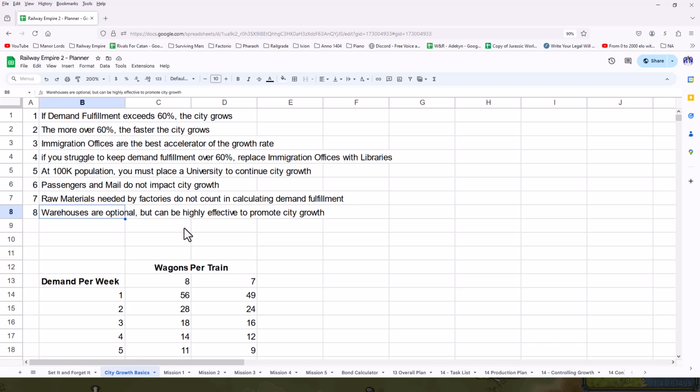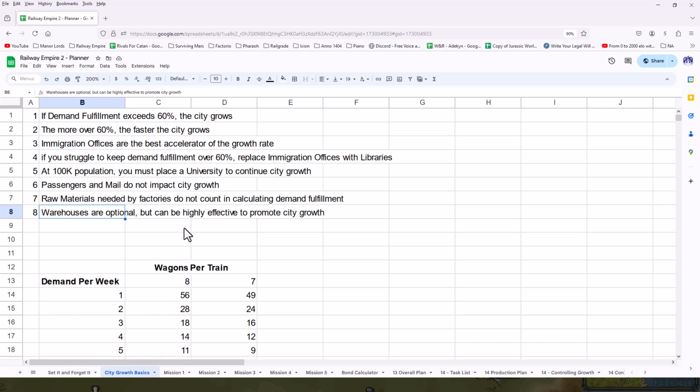Passengers and mail have zero impact on city growth. This is all about raw materials and manufactured goods and demand fulfillment. The raw materials that you bring in that are needed by factories do not count in calculating demand fulfillment. So let's say there is a ceramics business in a city, it needs coal and clay. The coal and clay do not count toward the calculation of the demand fulfillment. It's not a need of the city. It's not a fulfillment of the city. So it's not part of the calculation.